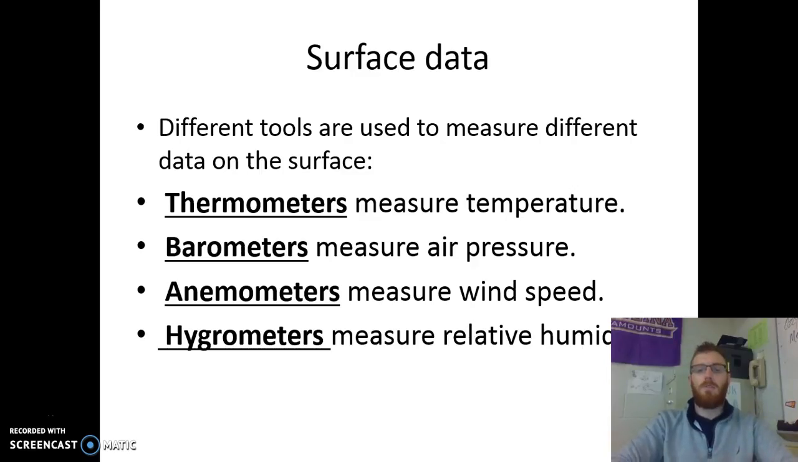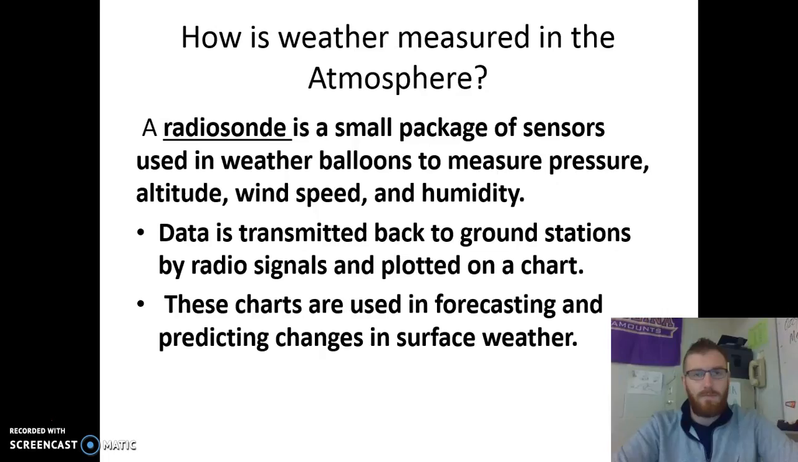All right, here's some instrumentation that we use to measure weather on the surface of the Earth. You've probably heard of at least a thermometer, but a couple of the other ones here, a barometer, an anemometer, and a hygrometer. You should all know that thermometers measure temperature, but the other three, you can see those here. Barometers measure the air pressure, hence the name barometric pressure. You have an anemometer, which measures wind speed, and a hygrometer that measures the relative humidity.